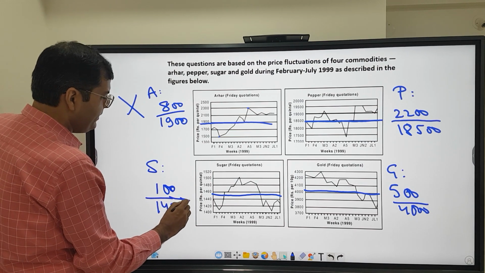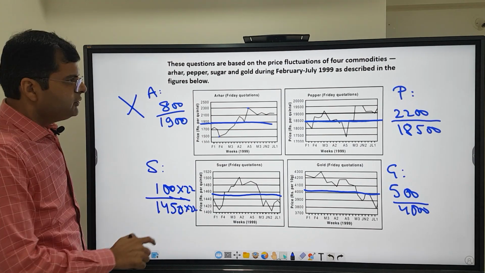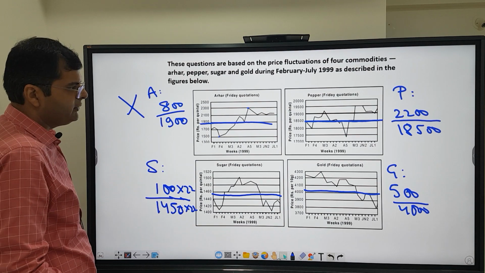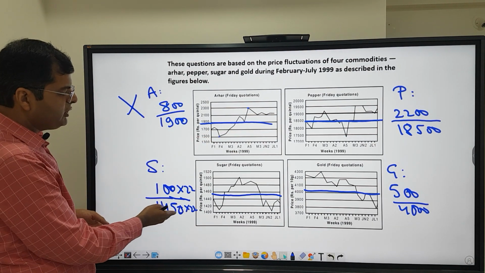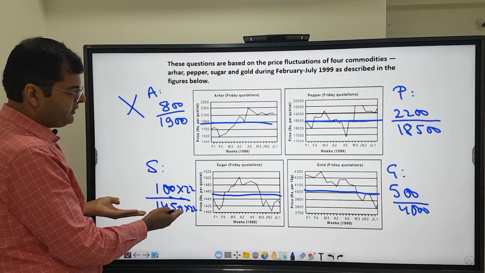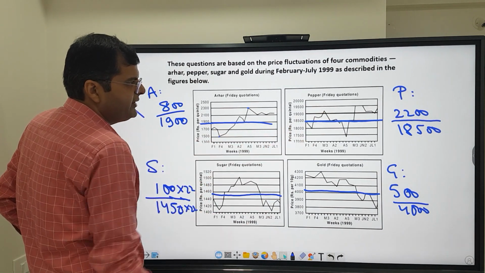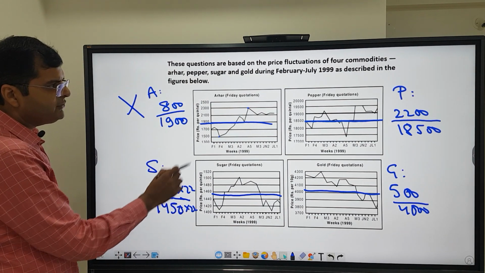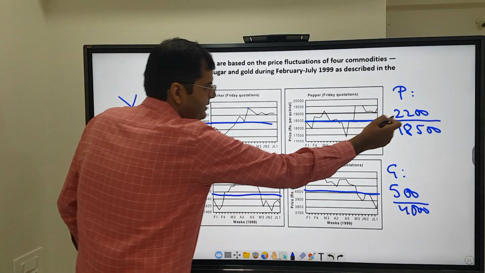When I compare sugar and pepper, I multiply the numerator by 22 and the denominator by 22. So the numerator becomes 2200 and the denominator is 1450 into 22. That will definitely be greater than 18,500, because even 1000 into 22 is 22,000, so 1450 into 22 will be much more than that. So sugar will have a lower price volatility than pepper, because the numerators are the same and the denominator is bigger in sugar. So pepper is also ruled out.